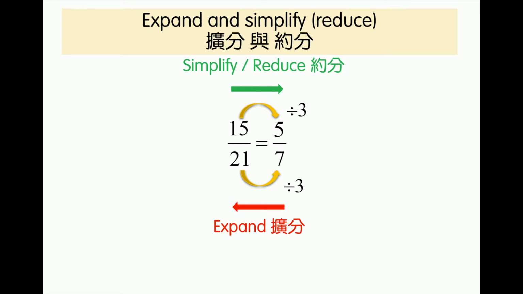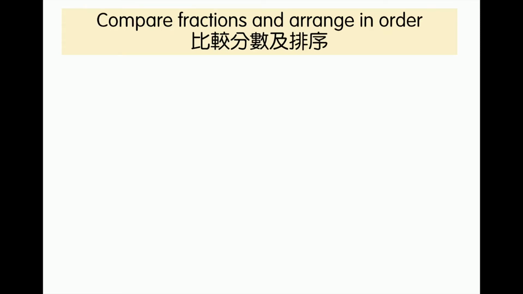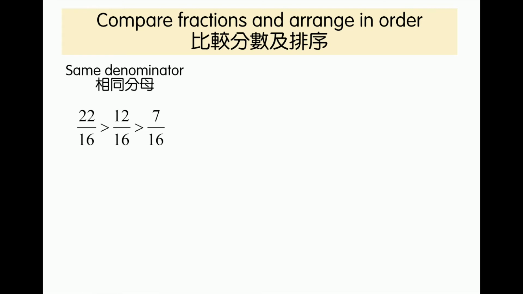And this kind of skill, we use it in questions as follows, such as comparing fractions and arranging them in order. If fractions have the same denominator, then it is very easy to compare and arrange these fractions. For example, in here, all three fractions have the same denominator 16, so all we need to do is look at the numerator to arrange them in order.